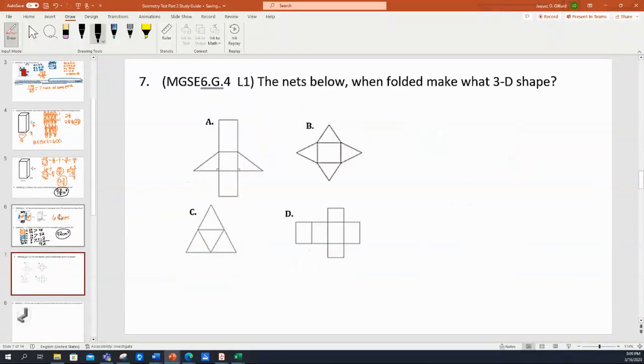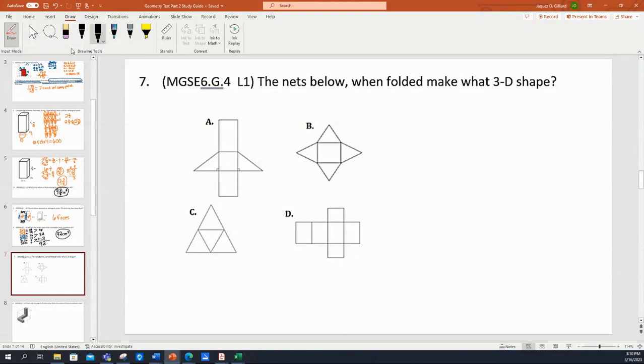All right, number 7. It says the net below, when folded, makes what 3D shape? So all you need to remember is that if all the sides around are triangles, it's going to be a pyramid because they form to make a point. When you see that they have 2 bases, like 2 rectangles or two of the same shapes that do not make a point, then you probably have some type of prism.